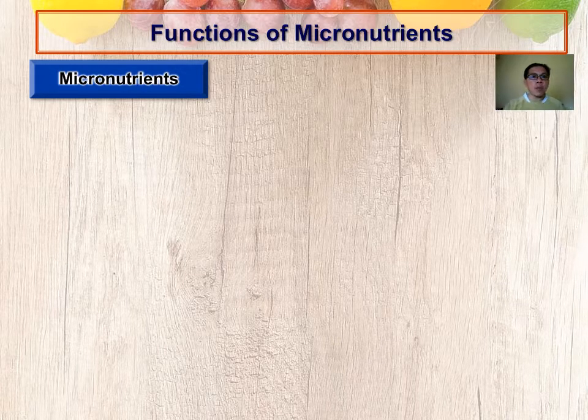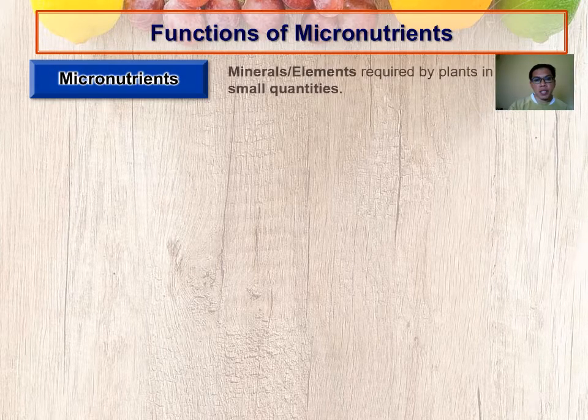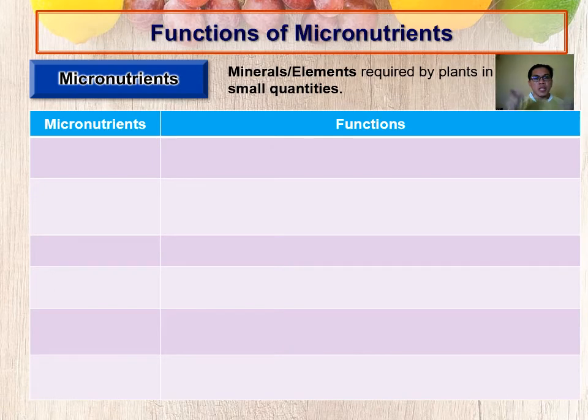Okay, now we jump to micronutrients. Kita pergi kepada micronutrients, iaitu nutrien yang diperlukan dalam kuantiti yang sedikit. Okay, take a look here. Minerals or elements required by plants in small quantities, iaitu mineral ataupun unsur yang diperlukan oleh tumbuh-tumbuhan dalam kuantiti yang sedikit. Okay, these are the tables of functions for micronutrients. So we are going to go one by one. Kita akan pergi satu persatu and I'm going to explain to you.